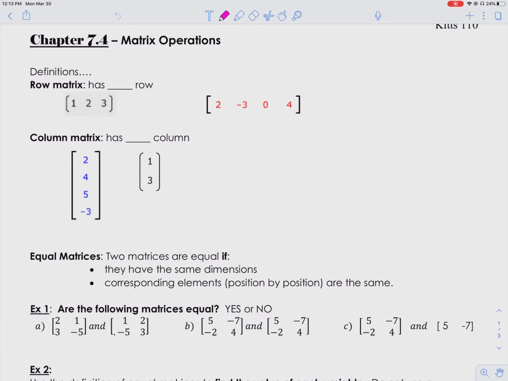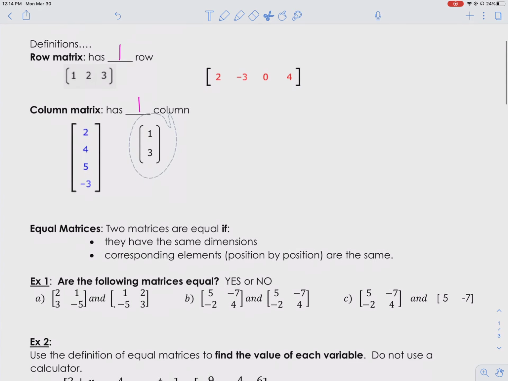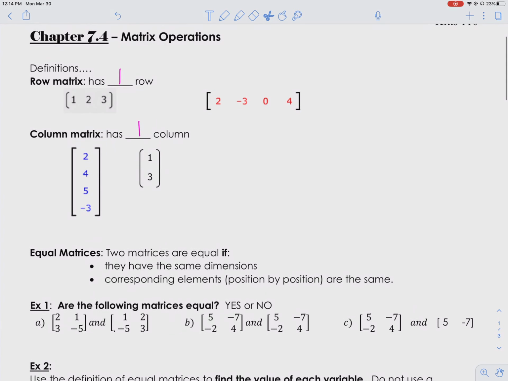So first thing is a row matrix. It's called a row matrix because it just has one row. A column matrix is called a column matrix because it just has one column, and you can see the examples below of the row matrix. That's a 1 by 3, and that's a 1 by 4. And then your column matrix, that's a 4 by 1 or a 2 by 1. I'm talking about the order of it or the dimensions of it.